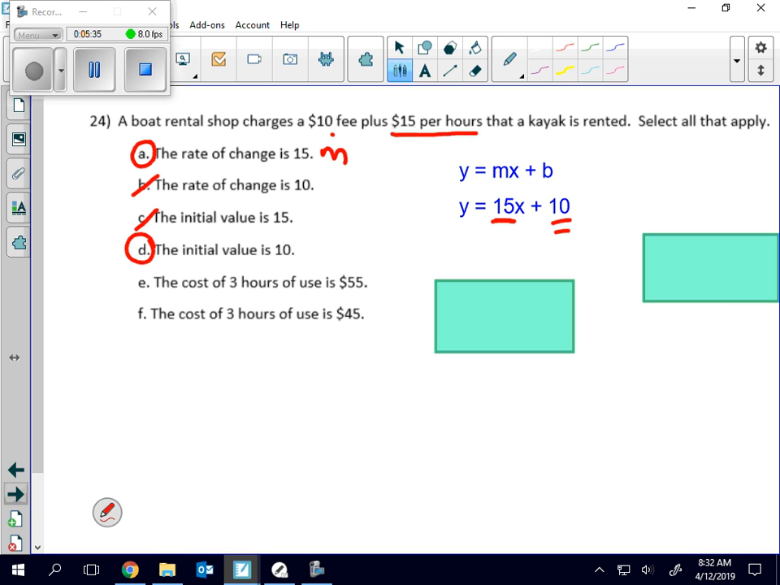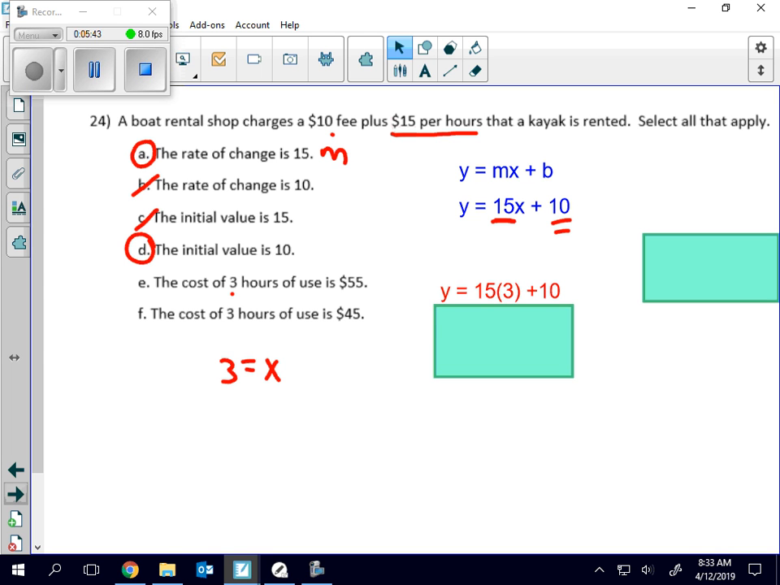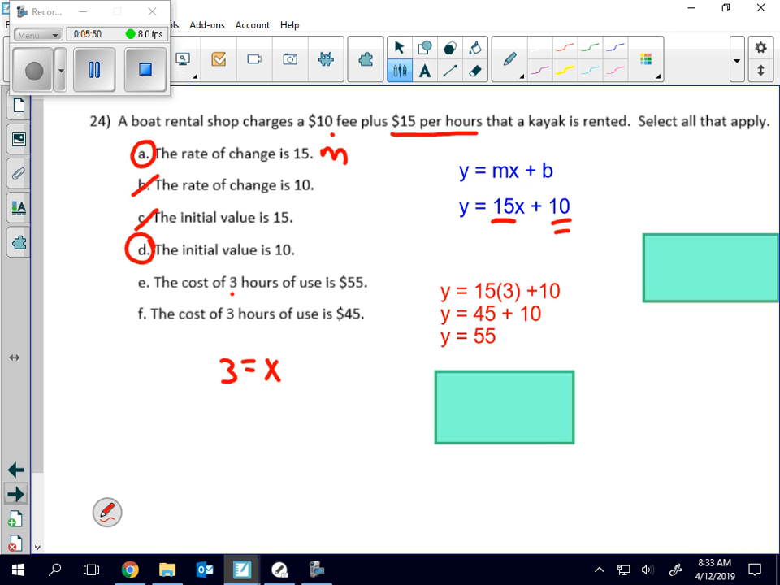To find that out, that 3 is an x value. Let's go plug that in for x. So 15 times 3 is 45, plus 10 is 55. Turns out that one's true. So on the last one, I'm not going to bother to do the math because I already know that when I plug in 3, I get 55.